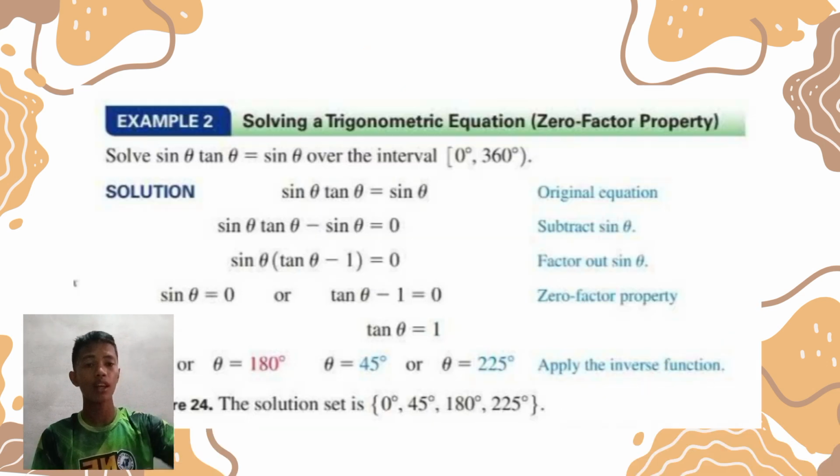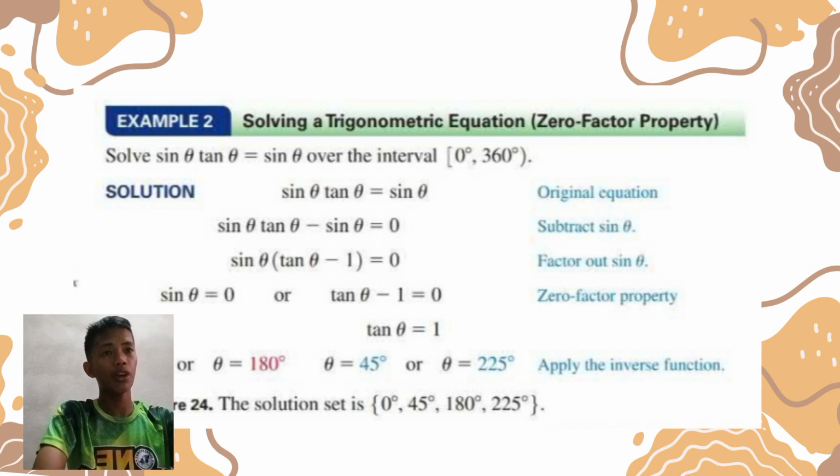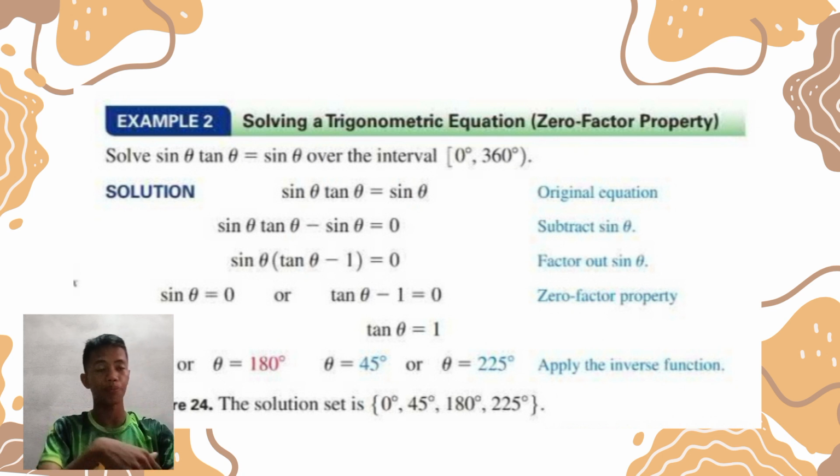Let us begin with this example. Example 2: solving a trigonometric equation using the zero factor property. We're going to solve sine theta times tangent theta is equal to sine theta over the interval of 0 degrees to 360 degrees. So, solution: sine theta tangent theta is equal to sine theta. This is the original equation, so we have to subtract sine theta from both sides.